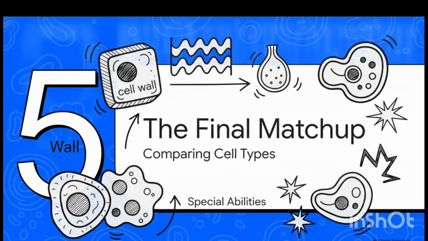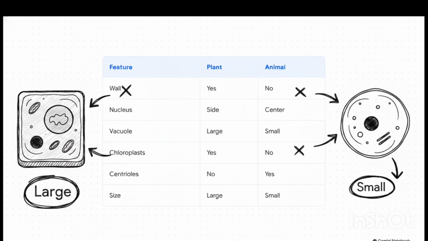Section 5. The final matchup. Let's bring all these facts together into one clear picture. All right, so here is your ultimate study guide cheat sheet. To quickly recap, plants have that extra outer armor of the cell wall, they have massive storage vacuoles, and chloroplasts for making their own food. Animals lack those, but they exclusively feature centrioles for cell division, and they keep their nucleus right in the center. Finally, this brings us to the sixth difference from the source material: size. Thanks to that thick wall and giant vacuole, plant cells are generally much, much larger than animal cells.